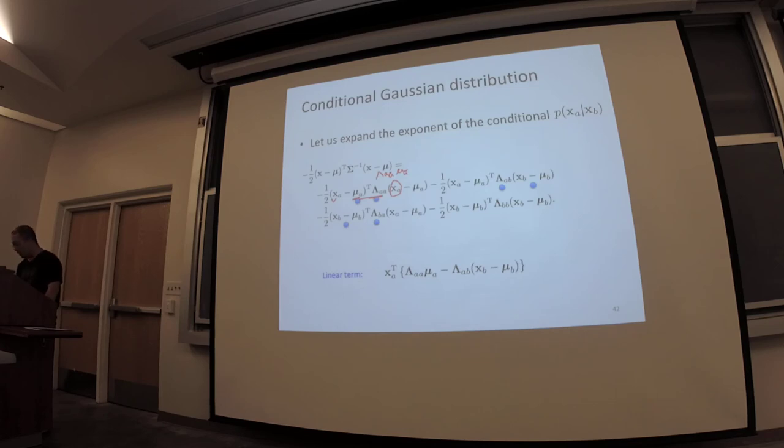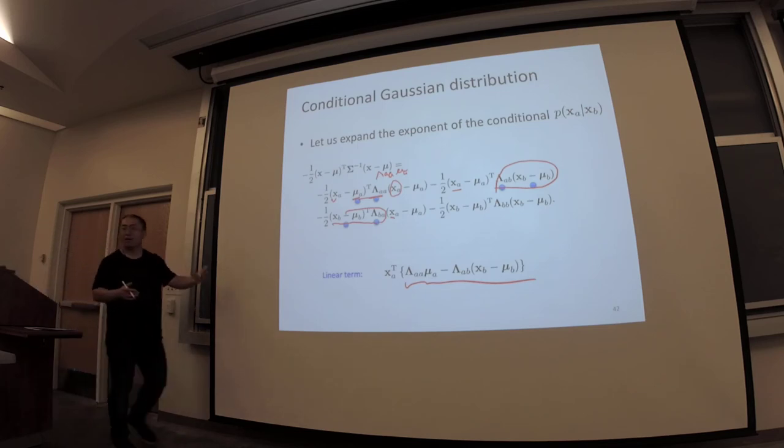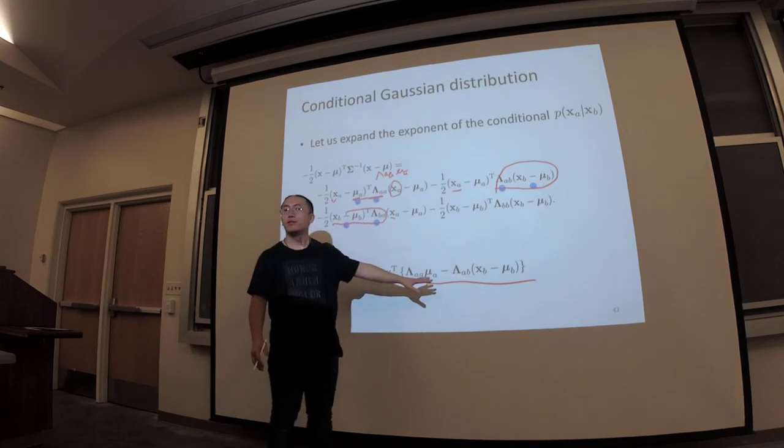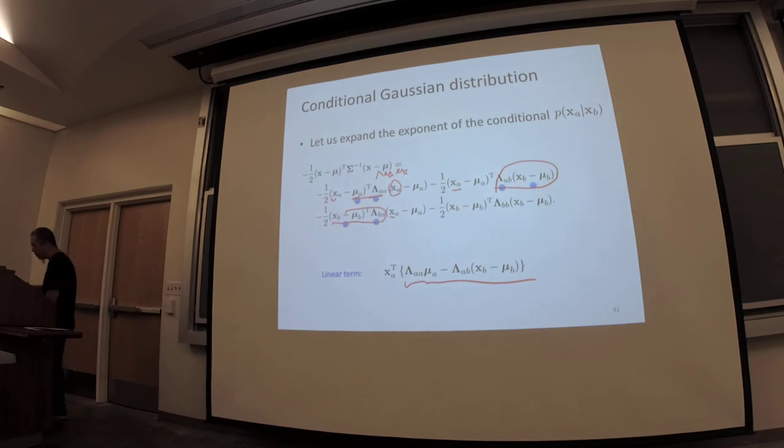Similarly, you can find in this term x_A transpose has this, and in this term, x_B minus mu_B transpose lambda_BA times x_A. You just merge them together and you get this linear term. You don't need to use your eye to infer this. Just catch the idea, because later you can repeat this procedure.